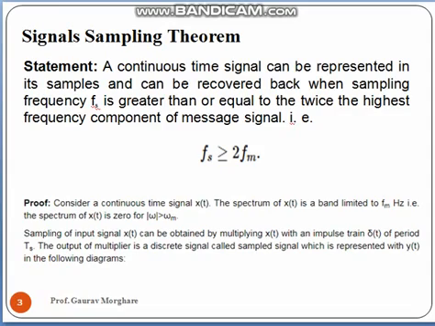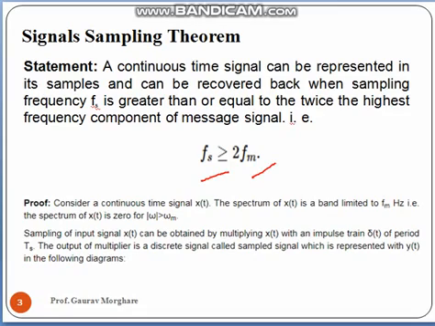Or it can also be defined as: if a signal is band limited to fm, that means the signal is having only one frequency or many frequency components, but the maximum frequency component is denoted by fm, then the sampling frequency should be greater than twice of fm. Otherwise, if the sampling frequency is lesser than twice of fm, that means 2 times the maximum frequency component present in the signal, then it is very difficult to recover that signal.